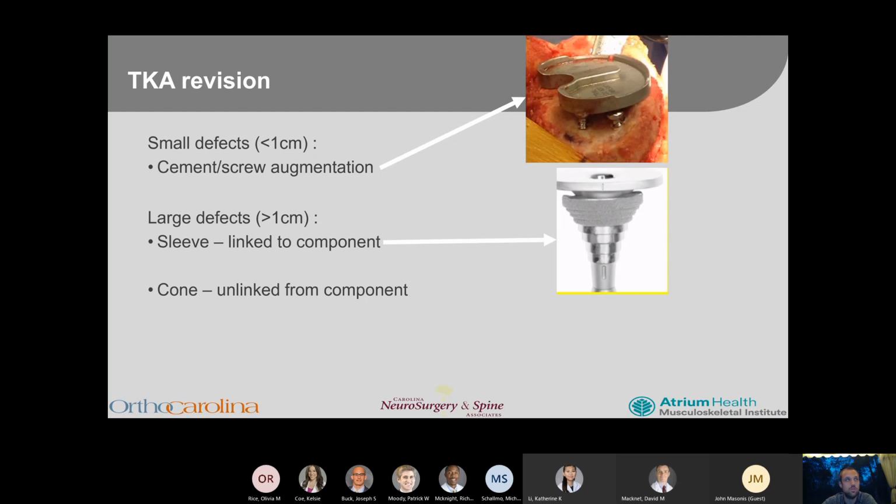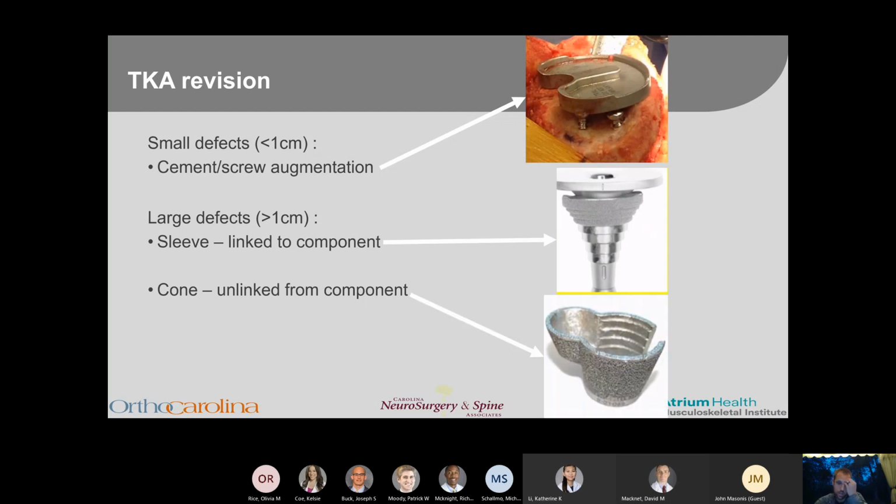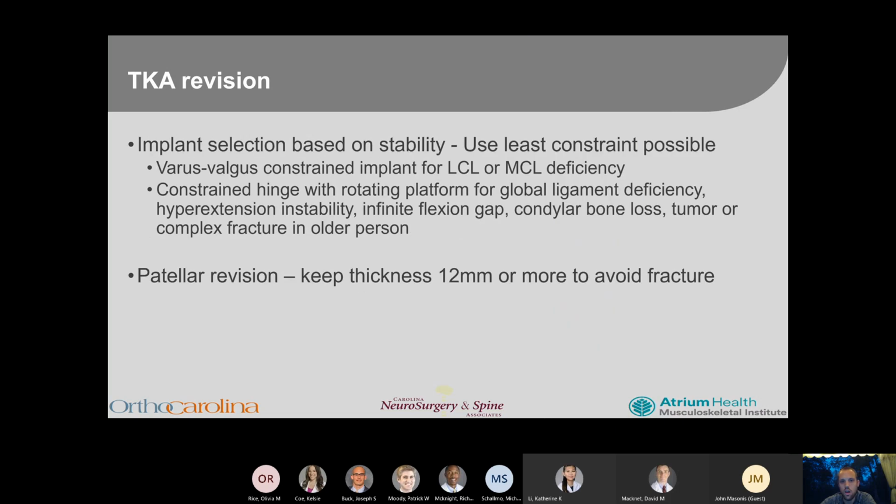For larger defects, you can use a sleeve, which actually links into the component, or a cone, which is unlinked from the component. And I think it's more typical to see a cone used with the OC guys here. Again, implant selection is based on stability, use the least constraint possible, and you can escalate as necessary depending on what kind of issues you're having with the specific revision.